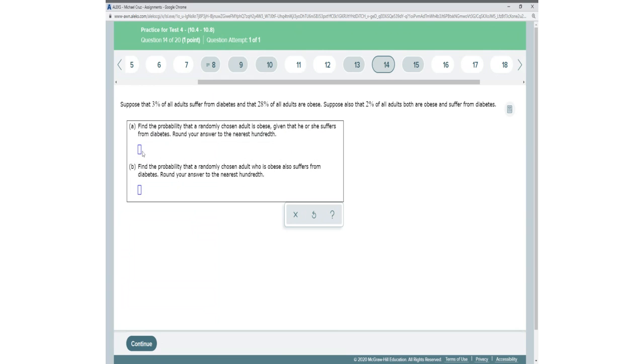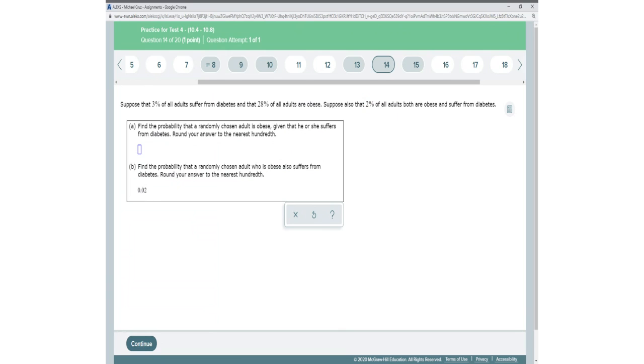But the easier way to do it is, okay, it says find the probability that the randomly chosen adult who is obese also suffers from diabetes. Well, that's this one right here.